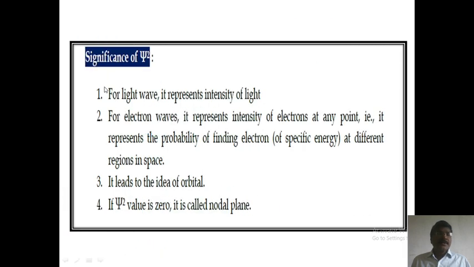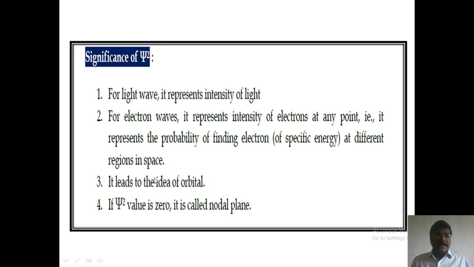Next, what are the significance of psi square value? First one, for light wave, it represents intensity of light. Second one, for electron waves, it represents intensity of electrons at any point. That is, it represents the probability of finding electron at different regions in space. Third one, it leads to the idea of orbital. Fourth one, if psi square value is 0, it is called nodal plane. These are the significance of psi square.